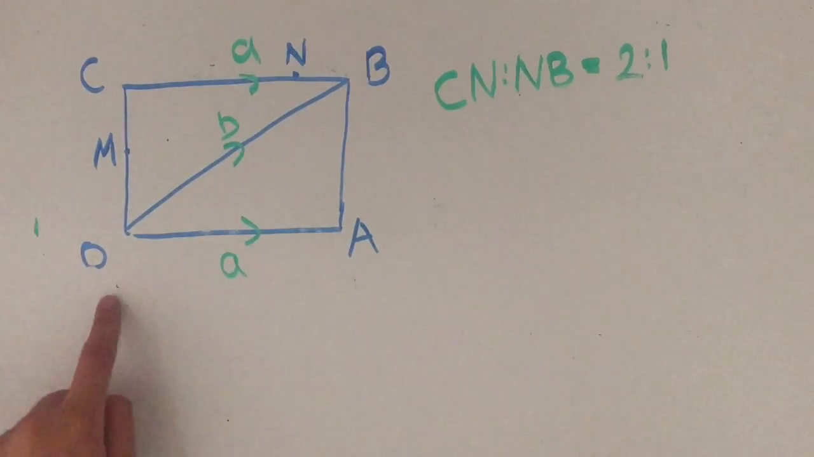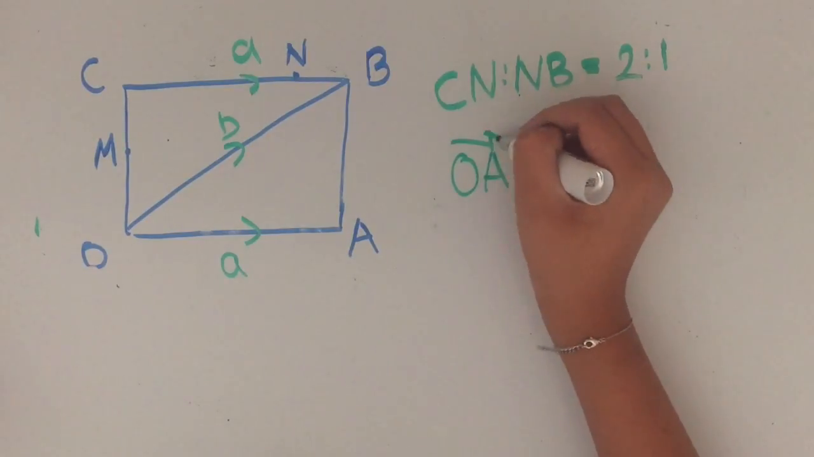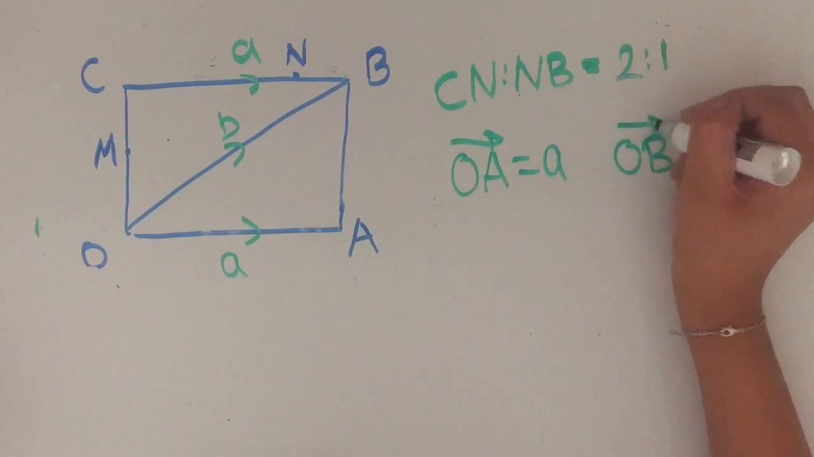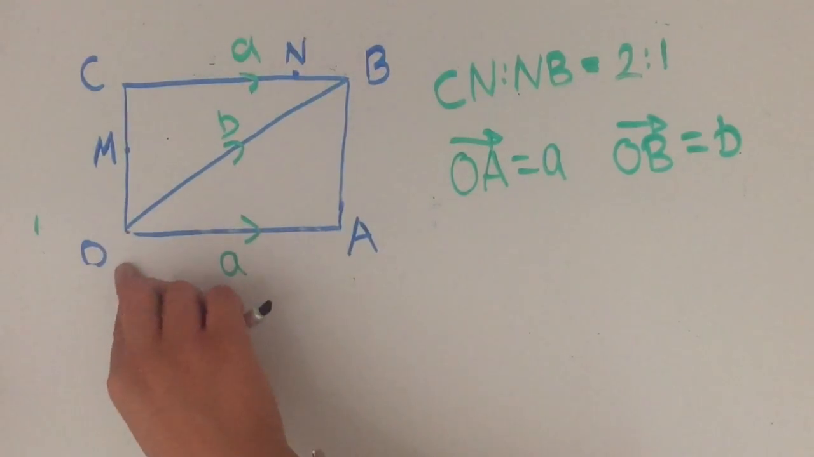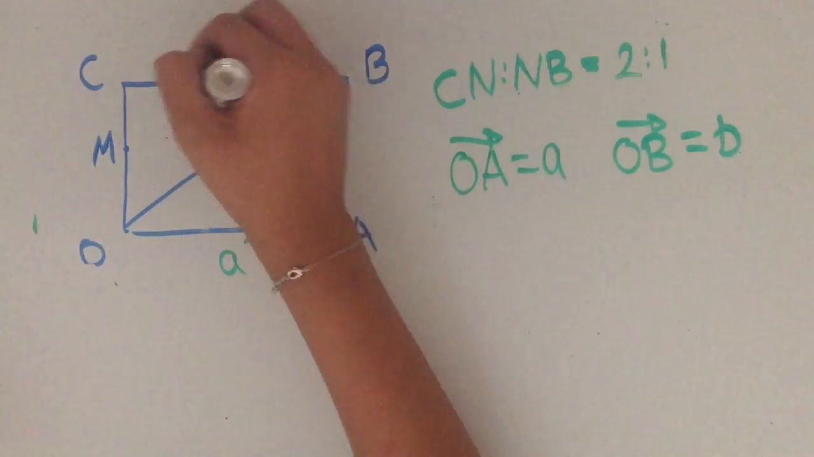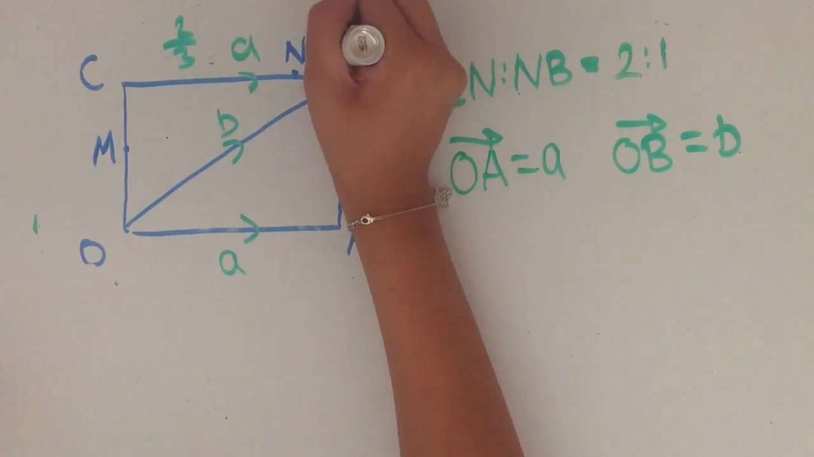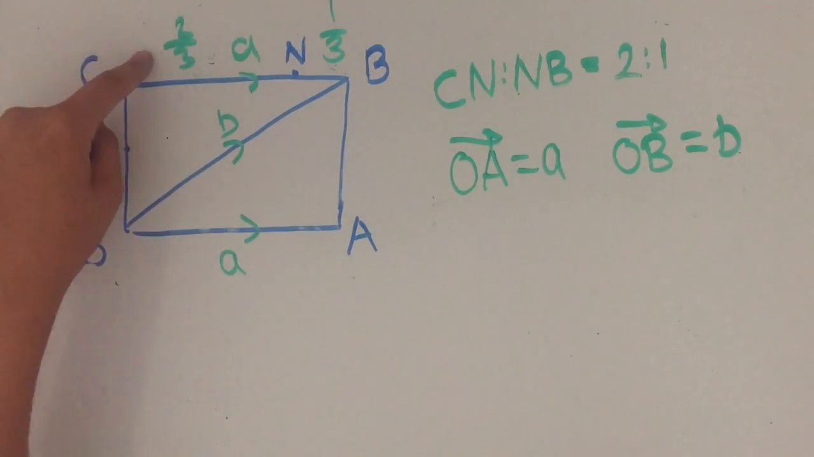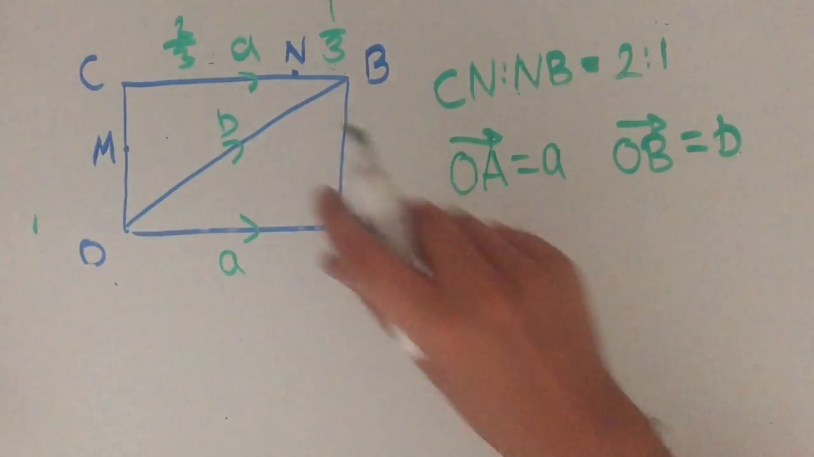From the question, we know that OABC is a rectangle with the vector OA equal to A and the vector OB equal to B. As well as that, M is the midpoint of the length CO and N lies on the line CB in the ratio of 2 to 1. From this, CN is 2/3 of the length and NB is 1/3 of the length. As the shape is a rectangle, these two sides are equal and these two sides are equal. As a result, CB can also be represented as A.